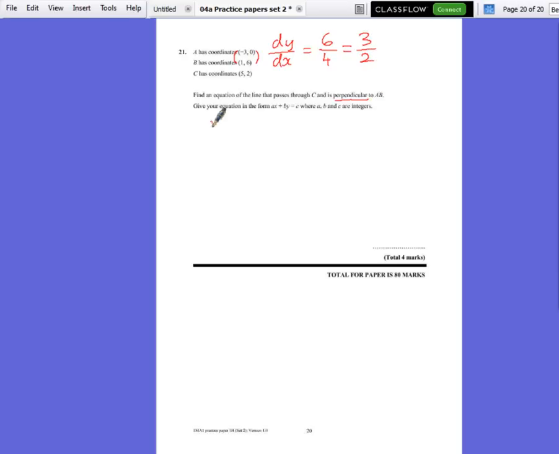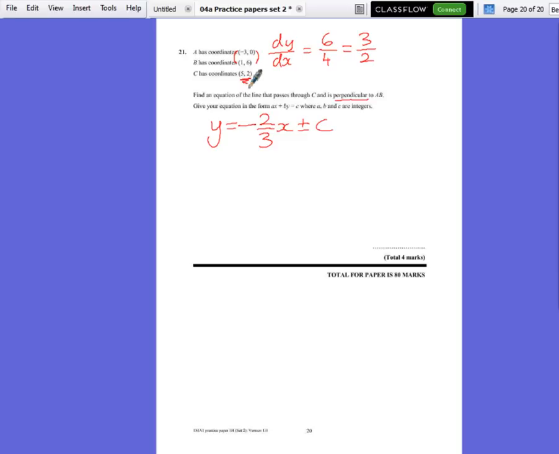So to work out a perpendicular line, it's the negative reciprocal of the original line. So if it was negative, you turn it into a positive. If it's positive, you turn it into a negative. So in this case, it will be negative 2 over 3 x plus or minus something on the end. So our usual straight line graph, y equals mx plus c, the gradient will be minus 2/3 x.